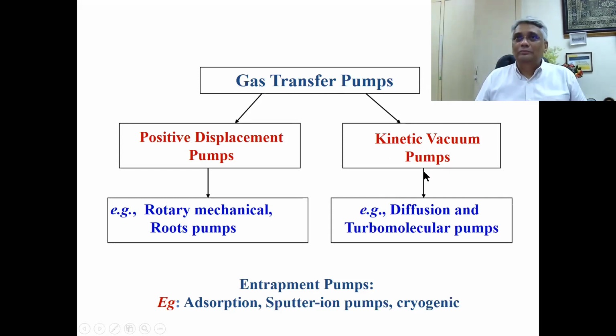the high vacuum pumps. And you can also use entrapment pumps. They're very expensive. They work on the principle of adsorption. You also have sputter ion pumps, cryogenic pumps. They're expensive, but they can be used in conjunction with the normal pumping systems, pumping modules, to create the so-called clean vacuum.